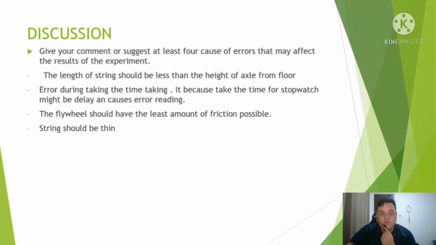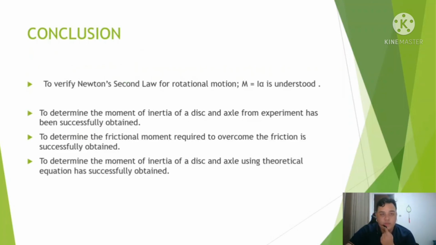Give your comment or a suggestion, at least 4 causes of error that may affect the result of the experiment. For the first one, the length of the string should be less than the height of the axle from the floor. Then, error during taking the time is because the stopwatch timing might be delayed and causes a reading error. The flywheel should have the least amount of friction possible. The string should be thin.